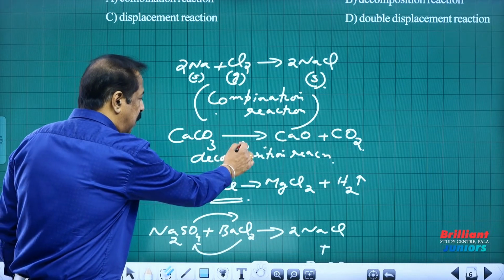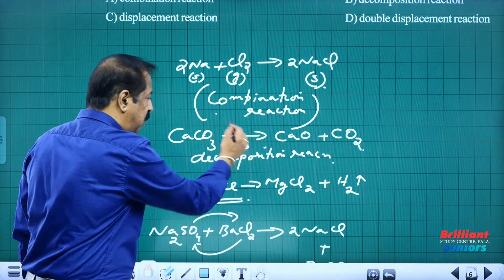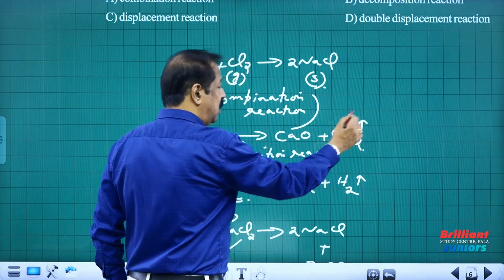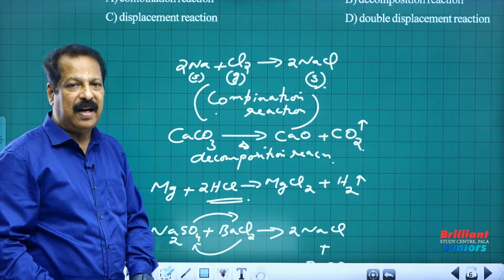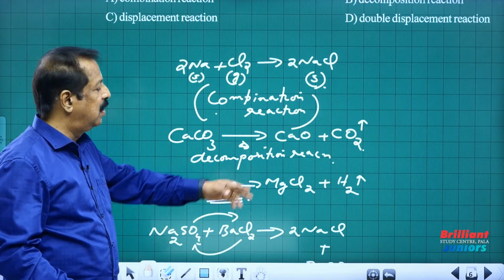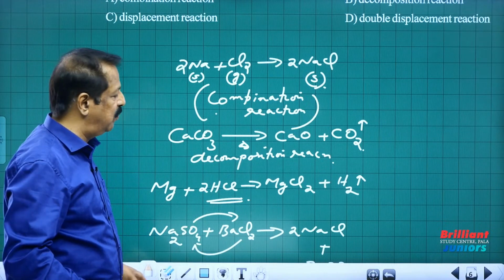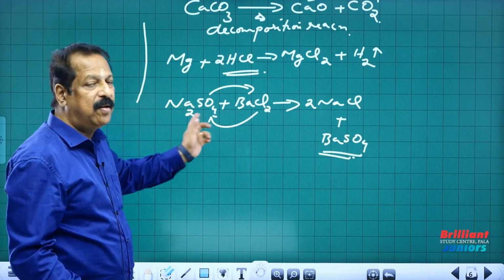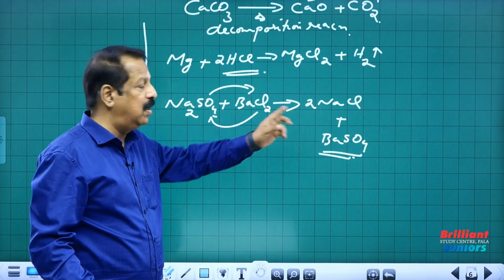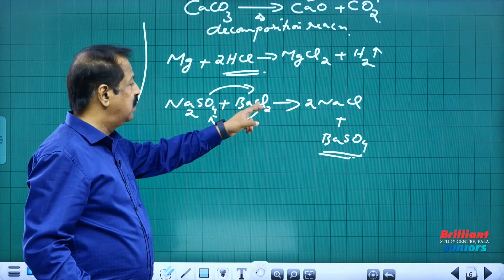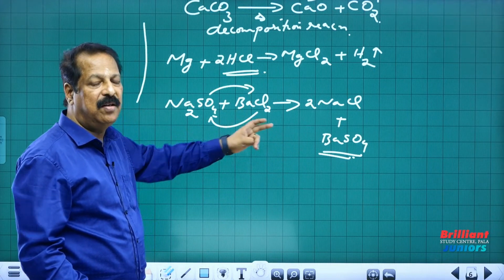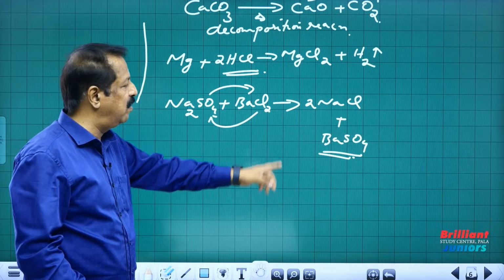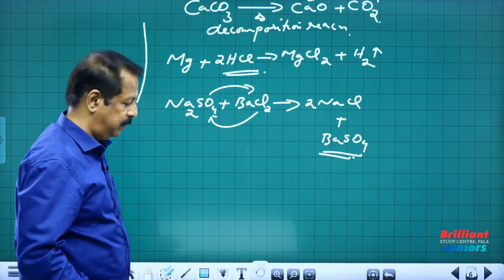This triangle symbol represents heat. The product is calcium oxide and CO2, and CO2 is a gas. And this is a displacement reaction: magnesium combined with HCl gives MgCl2 and hydrogen gas. And this one is a double decomposition reaction. Two materials change, Na2SO4 becomes NaCl and barium chloride becomes barium sulfate, because the ionic parts were exchanged between the two reactants. Na2SO4 becomes NaCl, barium chloride becomes barium sulfate.